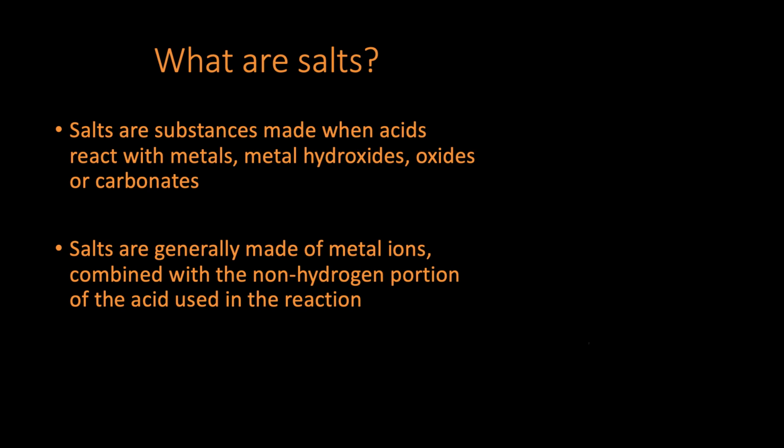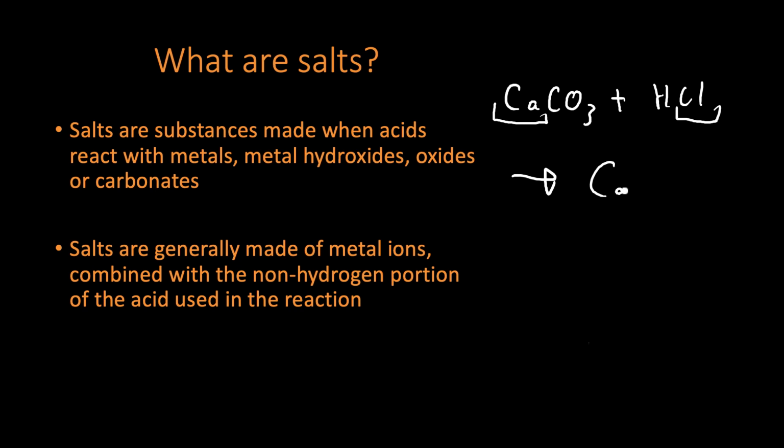So, for example, let me just draw an example for you. Let's say I had calcium carbonate, which is CaCO3, plus HCl. Well, I can predict straight away what salt I'm going to get. I'm going to get calcium, so the metal, and then the non-hydrogen part of the acid, chloride. So that's calcium chloride.